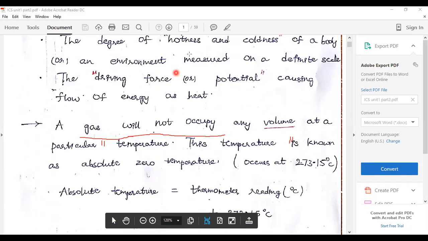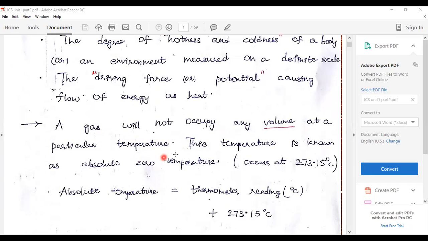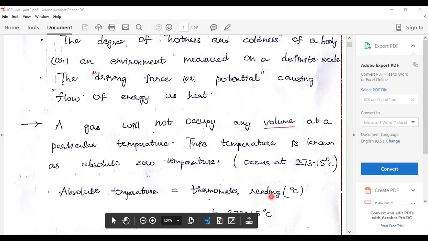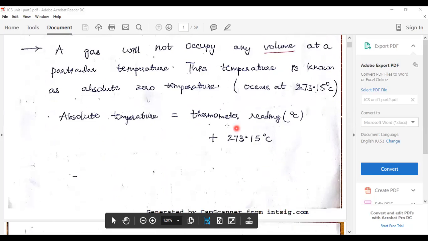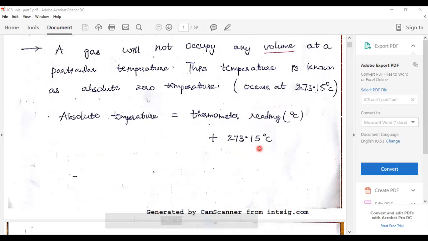Here, gas will not occupy any volume at a particular temperature. This temperature is known as absolute zero temperature. That absolute zero temperature is given by 273.15 degrees centigrade. Absolute temperature is equal to thermometer reading in degree centigrade plus 273. We are going to take the absolute temperature like this.